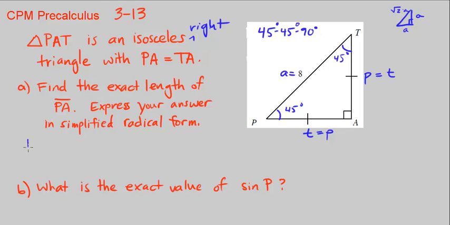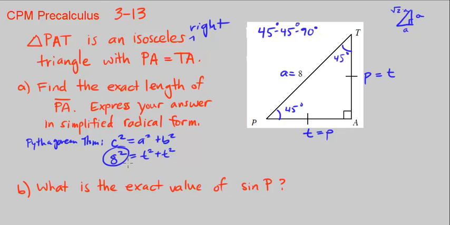Pythagorean theorem is c squared is equal to a squared plus b squared. And the reason why we're able to do that is because we have a right triangle. We're given the hypotenuse. Remember, c is always the hypotenuse. Even though the labels are different here, we know c is the hypotenuse, so that's 8 squared. And we know these two sides are equal to each other, so I'm going to just call them both t squared.